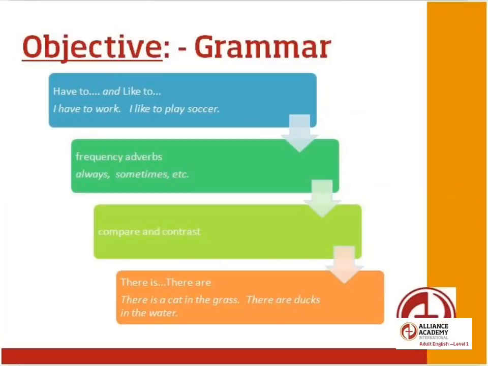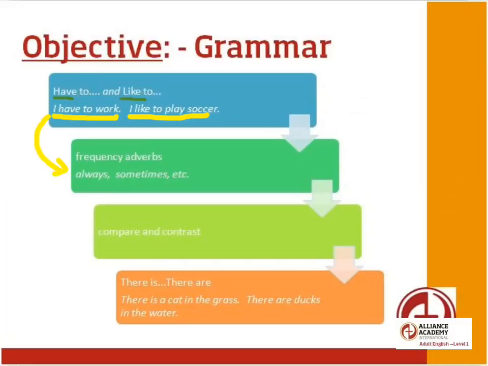Let's look at the grammar for Module 4. In grammar, we're going to be looking at have to, things that you need to do, versus things that we like to do. Let's look at the example. I have to work. That's something we need to do. Whereas I like to play soccer, something we enjoy doing. So we'll be looking at that.